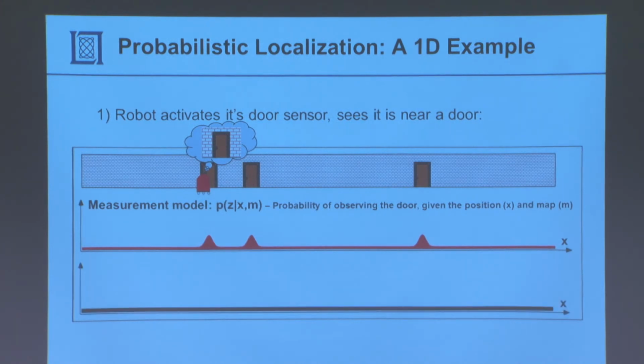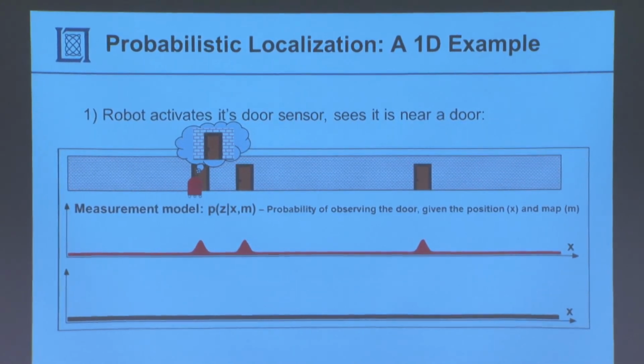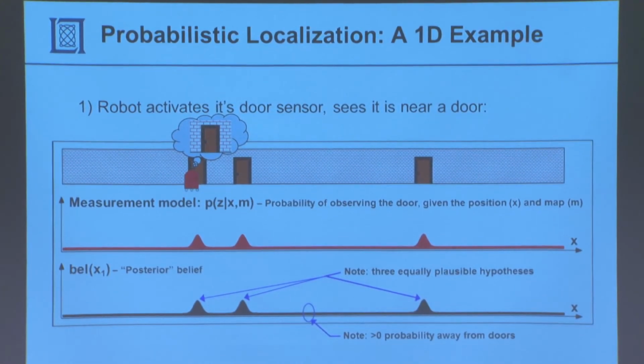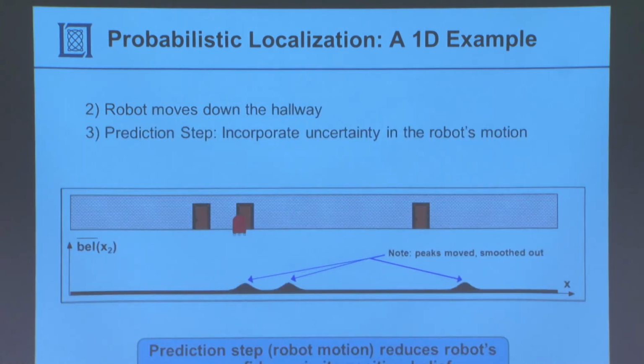So we can leverage our measurement model to update our belief state. In this case, it kind of just copies over. So now our robot believes that it is possibly or more likely in front of, or at, one of those 3 peak locations there. But note that even though we have sensed the door, there's still some non-zero probability that our robot is not in front of the door because our door sensor could still be in error.